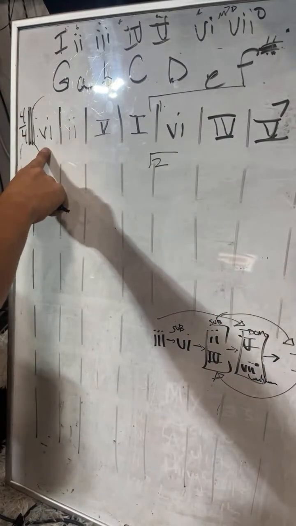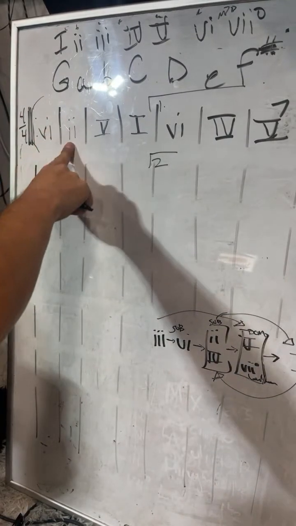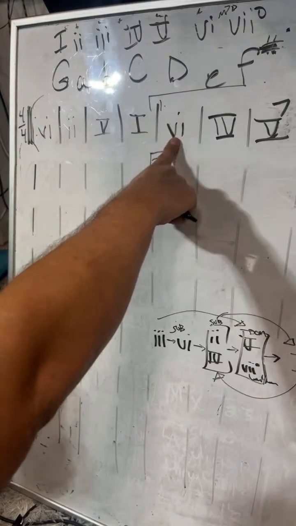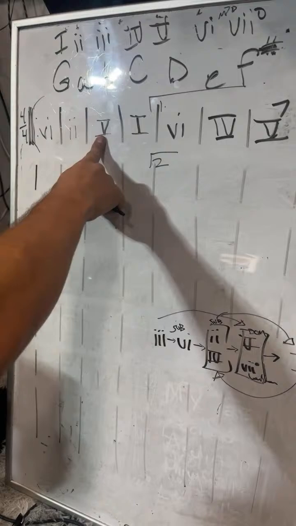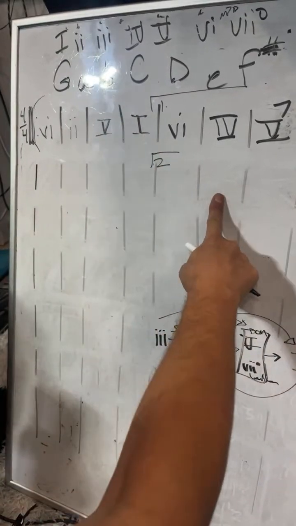So it's Okay. 1 2 3 4 2 2 1 2 3 4 1 2 3 4 1 2 3 4 1 2 3 4 1 2 3 4 1 2 3 4 1 2 3 4 1 2 3 4 1 2 3 4 1 2 3 4 1 2 3 4 1 2 3 4 1 2 3 4 1 2 3. I got you.